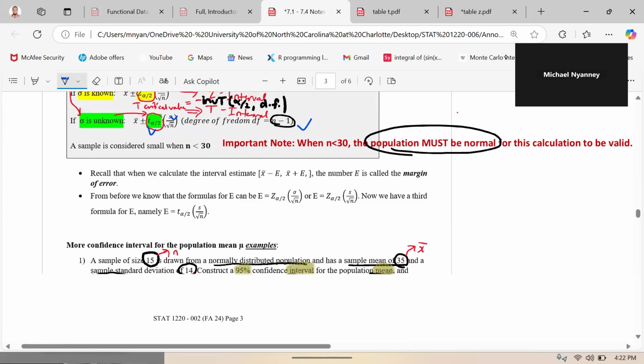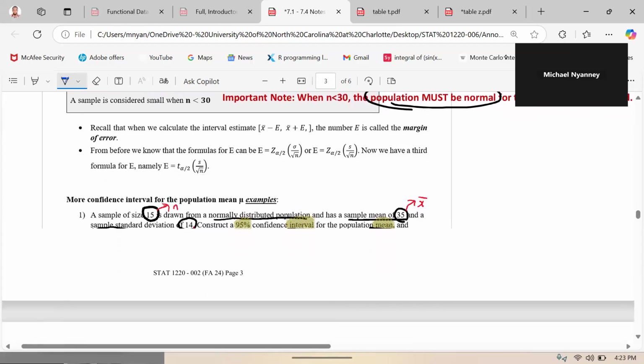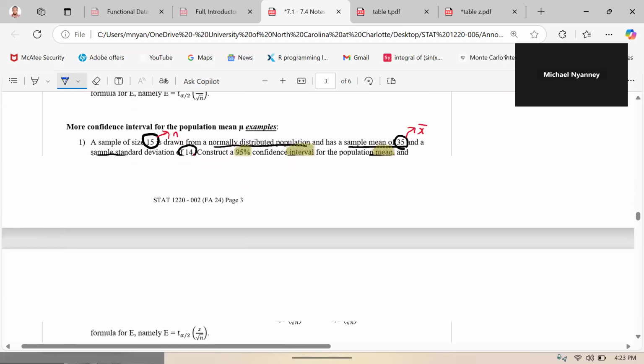And now we construct. Our E could be T alpha over 2 multiplied by S over the square root of n, or it could be Z alpha over 2 times sigma over the square root of n, just as we know already. That's E, the margin of error. So let's consider an example and construct it. Here we have a sample size n of 15, so n is small. Do we know the population standard deviation? No, but we have our x-bar here. So these are the things we are noting.